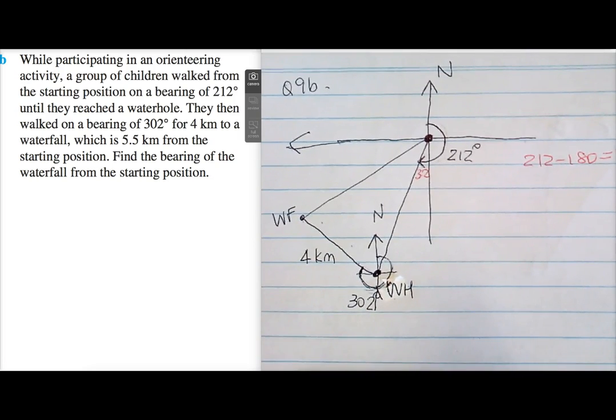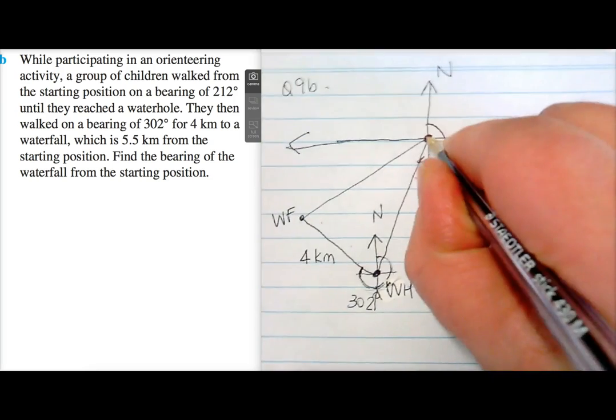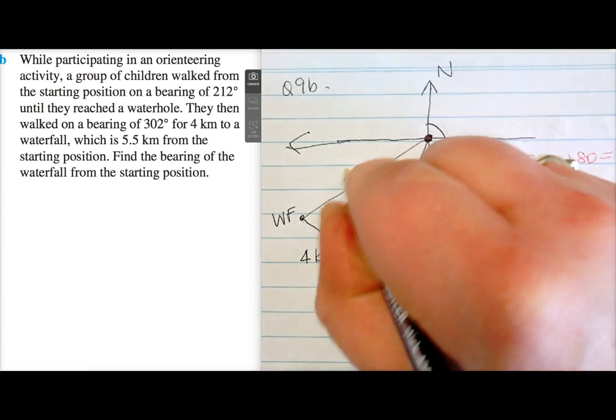Which is 5.5 kilometres from the starting position. Where do I put the 5.5? WF to the beginning. Yep, to there is 5.5.